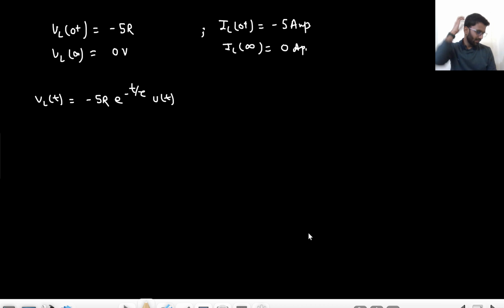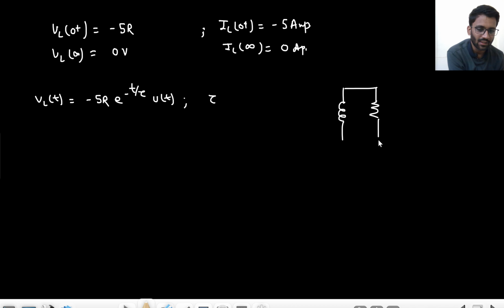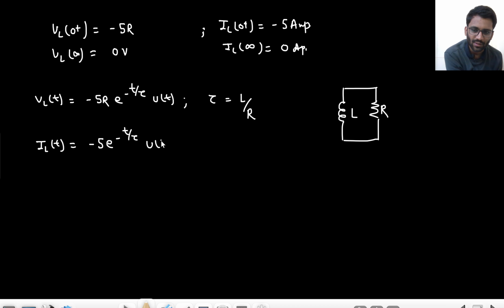What is the time constant? Just tell me. This we have written for t greater than 0. So what is the time constant? For t greater than 0, what is the circuit? This is inductor L. Forget about the initial condition when writing about the time constant, and this is resistance R. Right? The tau will be simply L by R. And what about IL(t)? IL(t) would be from 5 to 0, minus 5 e to the power minus t upon tau u(t). What is the time constant? That is also L by R.